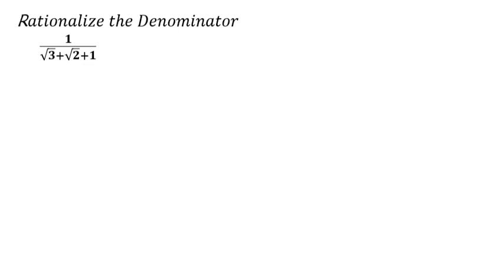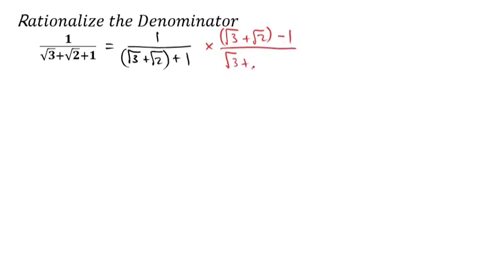Okay, so let's rationalize the denominator. First things first, I'm going to write this as 1 divided by, so I can group it as (root 3 plus root 2) in brackets plus 1. So the conjugate of this will be (root 3 plus root 2) minus 1. Same thing here, root 3 plus root 2 minus 1.